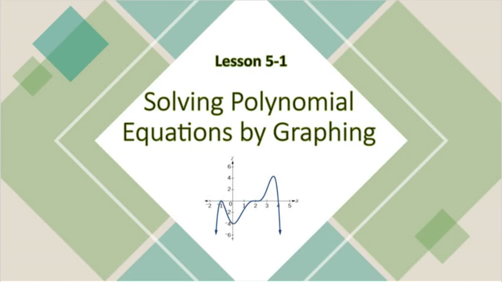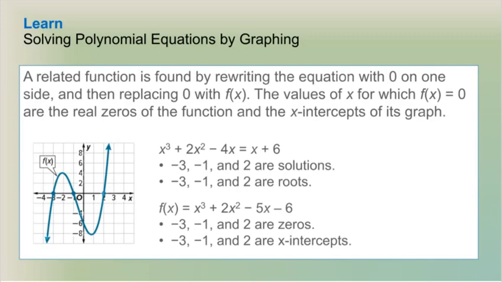Lesson 5-1, solving polynomial equations by graphing. A related function is found by rewriting the equation with 0 on one side and then replacing 0 with f of x. The values of x for which f of x equals 0 are the real zeros of the function. Those are also known as the x-intercepts or the roots of the graph.